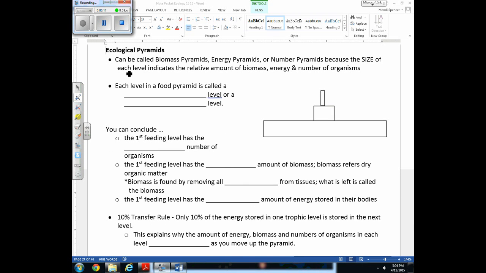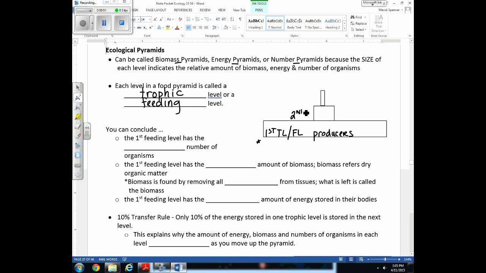This diagram that you're seeing right here is referred to as an ecological pyramid, but we can also call it a biomass pyramid, an energy pyramid, and a number pyramid. Each level can be called a trophic level or a feeding level. It means the exact same thing. So this is the first trophic level. We're going to start at the bottom and go to the top. So this is the first trophic level, or the first feeding level. This is going to contain our producers, our plants, our autotrophs.